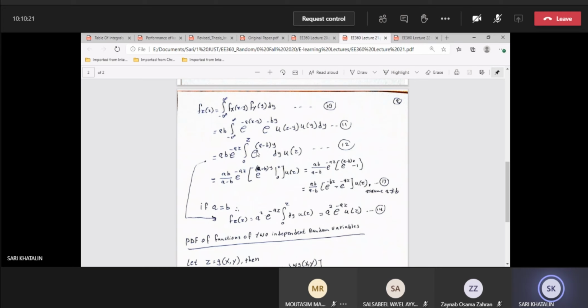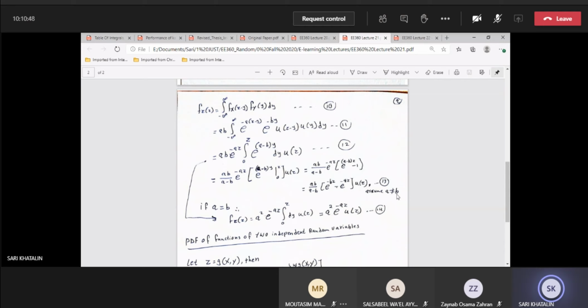Because this one's going to be 0, of course. And if it's 0, then A minus B is going to be equal to 0, so this is going to be 1. So the result of the integration is going to be some equation 14. So we have two cases here. The case number 1, when A is not equal to B, these two are constant.